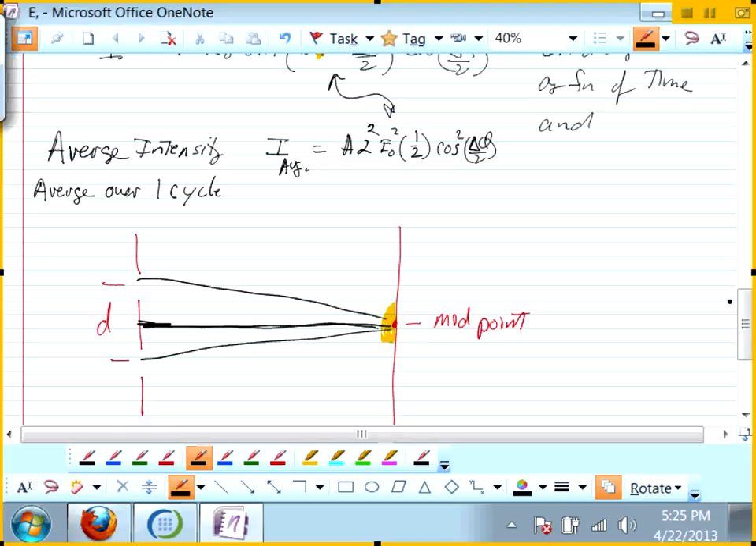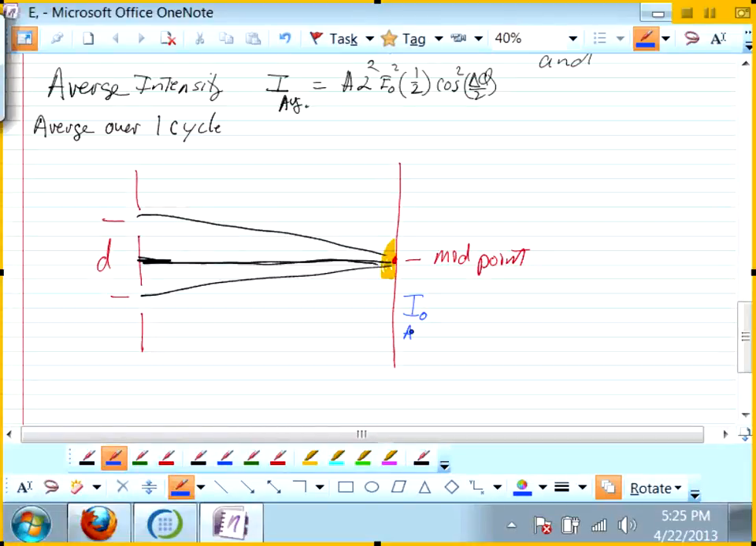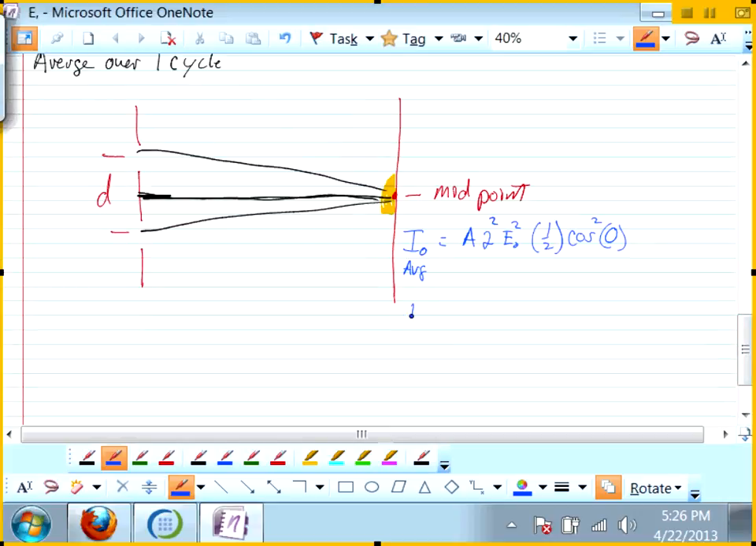And so let's use our formula, but for a particular spot, this particular spot, we'll call it I naught. I naught average equal to A times 2 squared E naught squared times the same 1/2 cosine squared 0. But cosine of 0 is 1. So this makes I naught equal A 2 squared E naught squared times 1/2.